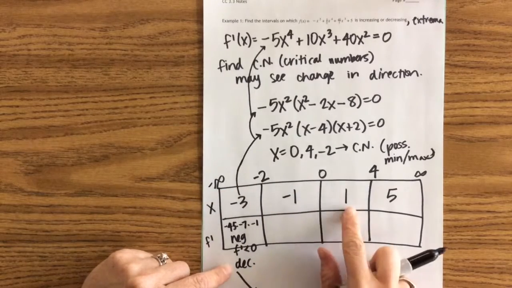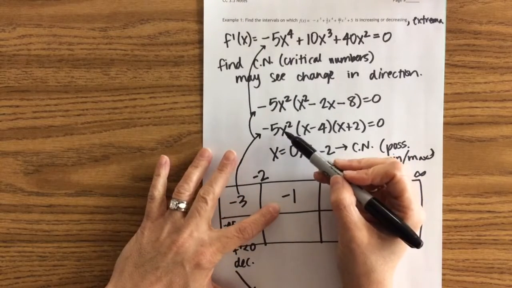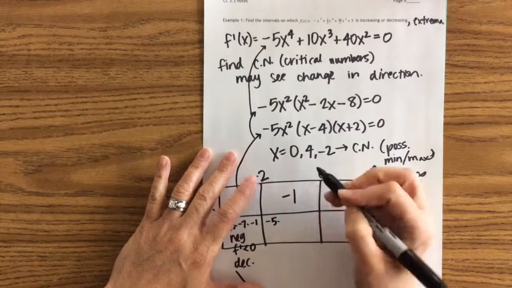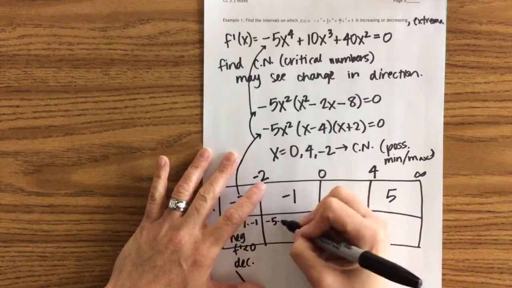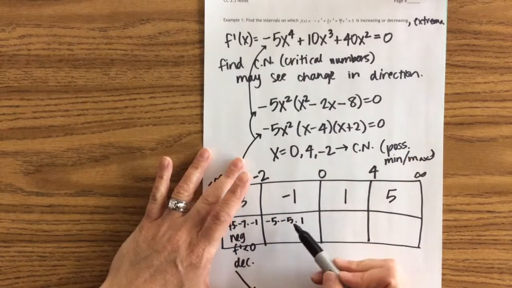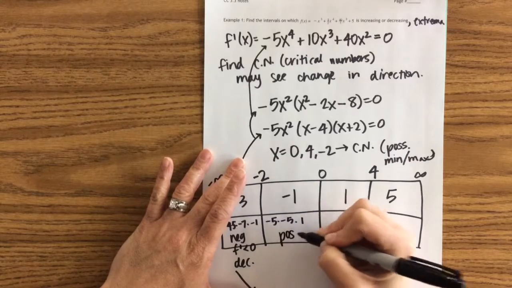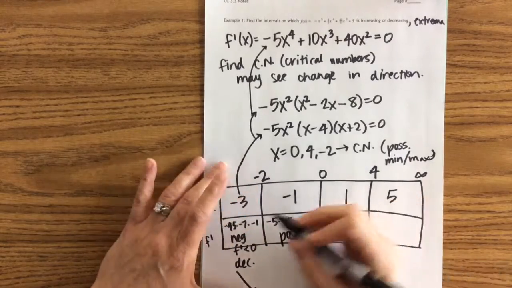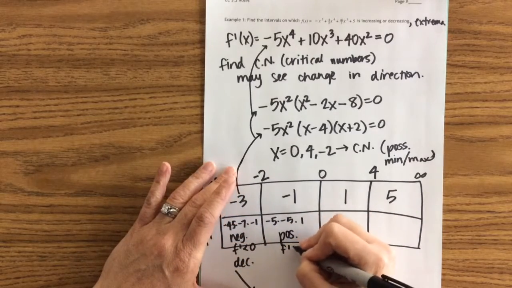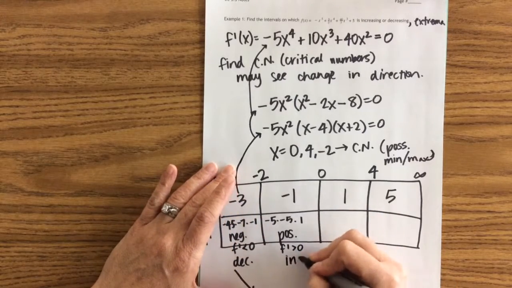I'm going to repeat the process for these three numbers. So I'm going to plug in negative 1. Negative 1 squared is 1. 1 times negative 5 is negative 5. Negative 1 minus 4 is negative 5. Negative 1 plus 2 is 1. Negative 5 times negative 5 times 1 is positive 25. I'm not even going to write the positive 25. I'm just going to write positive because that's what matters. Positive means f prime is greater than 0. Positive derivative means it's increasing.